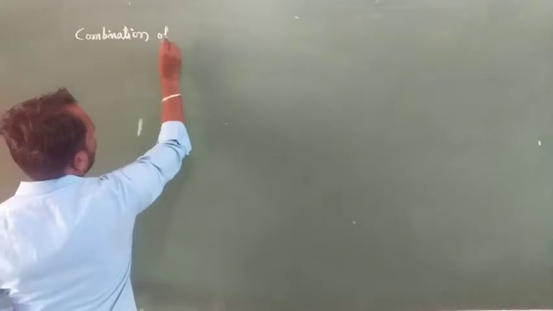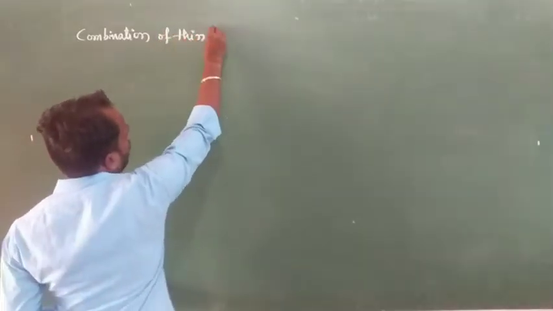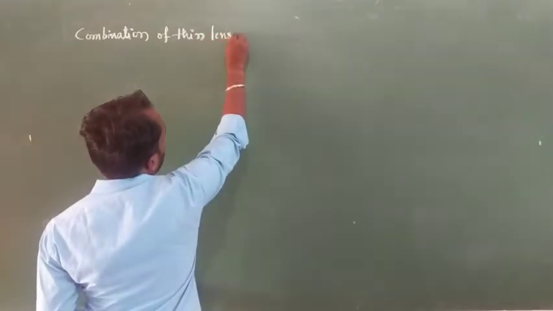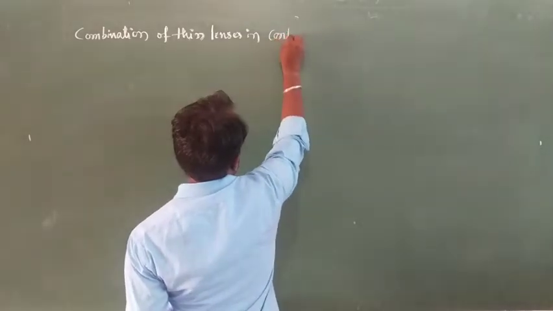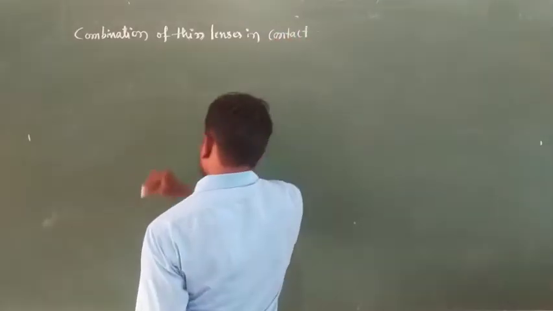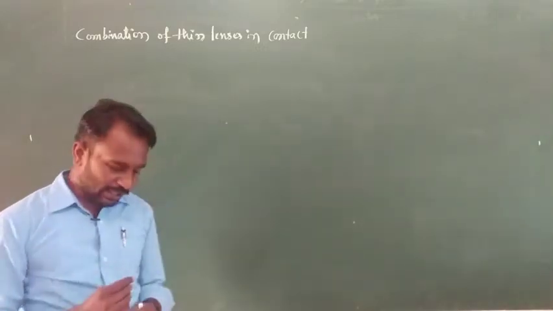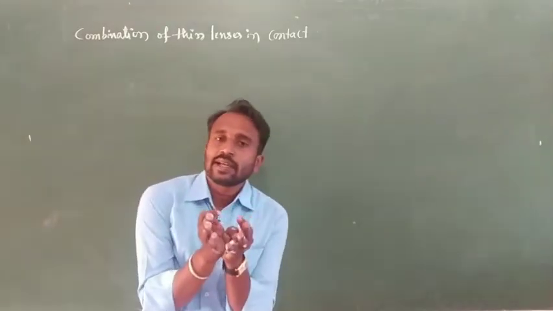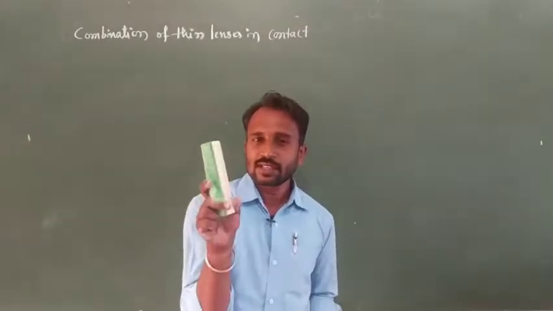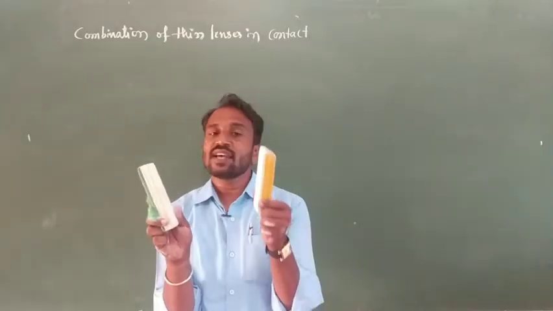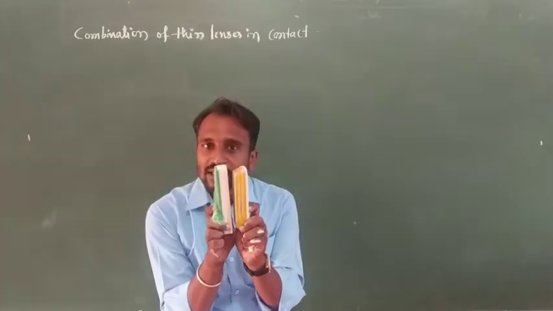Combination of thin lenses in contact. Okay, so combination of thin lenses in contact means, suppose here we consider this one is a lens, a convex lens, and this one is another convex lens. So one lens is in contact with the other lens.